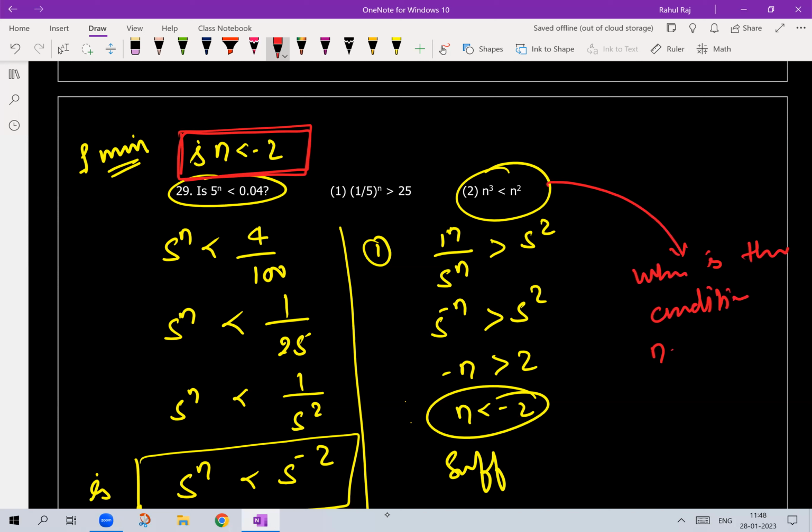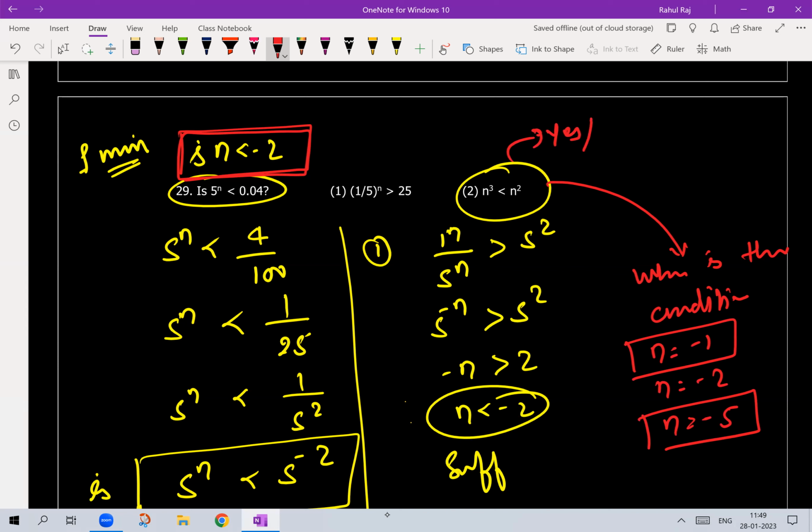You take n equal to -1. This is possible because -1 to the power cube is -1, and -1 square is 1. You take n equal to -2. This is possible: -2 cube is -8, -2 square is 4, and -8 is less than 4. If you take n equal to -5, this is possible. So my question is: is n less than negative 2? n can be -1, which is greater than -2, and can be -5, which is less than -2. I have a straight away yes and no situation.